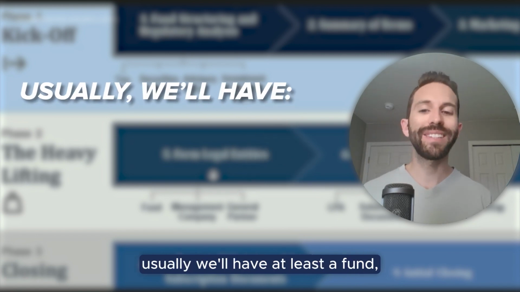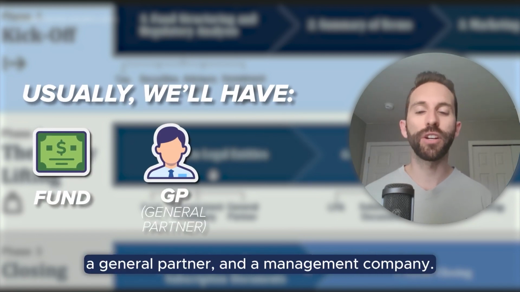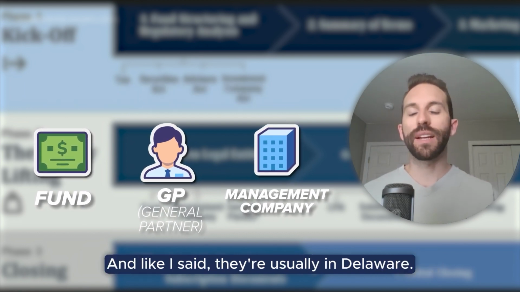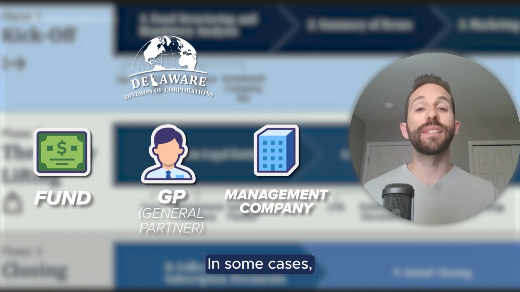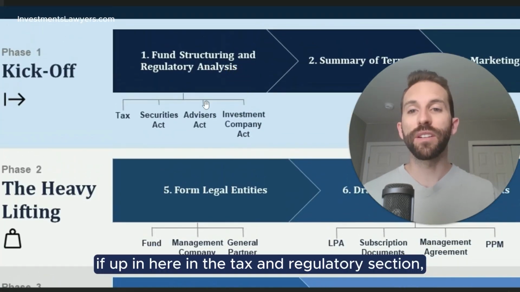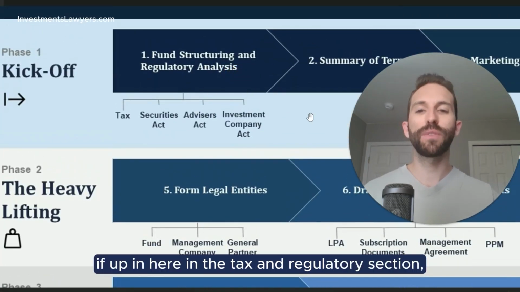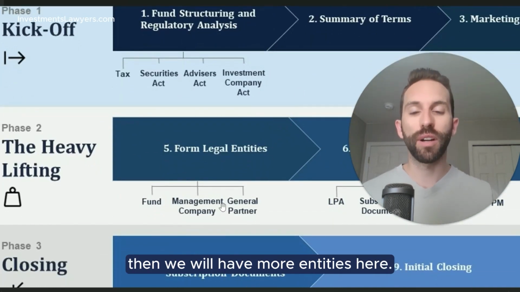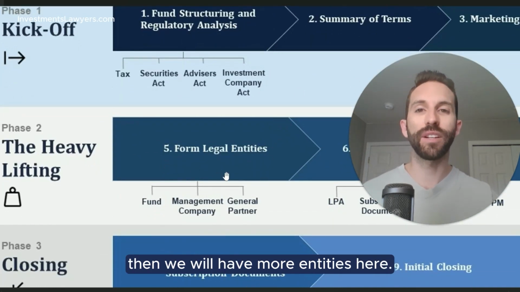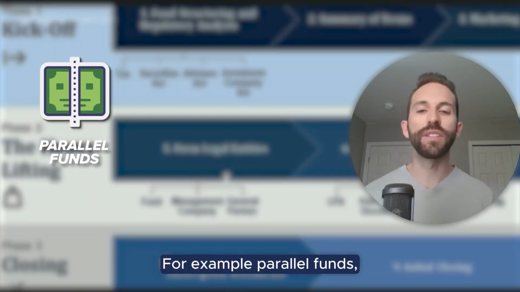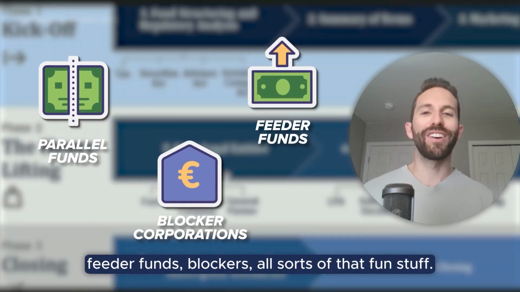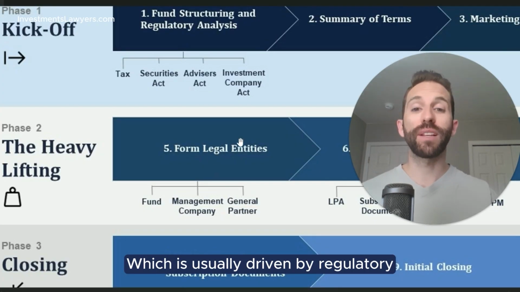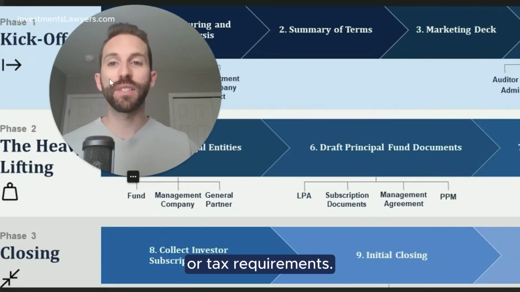Usually we'll have at least a fund, a general partner, and a management company. We have those all listed here. And like I said, they're usually in Delaware. In some cases, if up in here in the tax and regulatory section, we're going to need some special structuring, then we will have more entities here. For example, parallel funds, feeder funds, blockers, all sorts of that fun stuff, which is usually driven by regulatory or tax requirements.